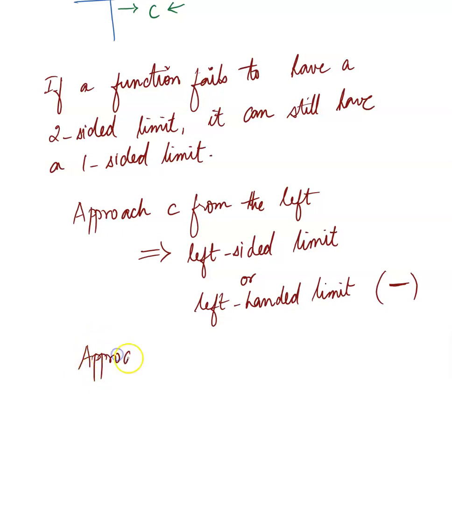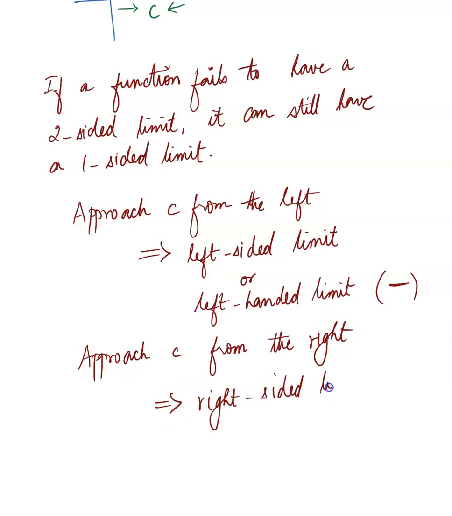When we approach the value C from the right, then we call it the right-handed limit or right-sided limit, and the symbol for that will be a plus. Now for convenience, I'm going to call the left-handed limit LH, okay, and we'll call this the RH, right-handed limit.